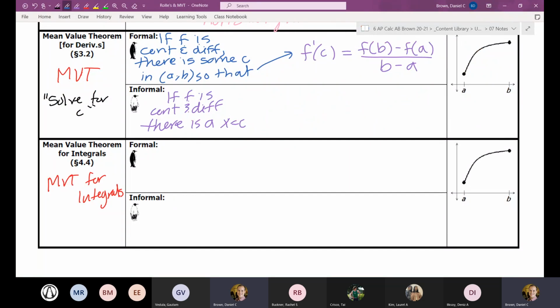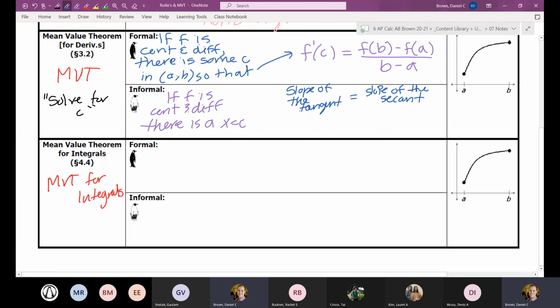To put this equation in words, I think there's 2 different ways you can think about it. We see the derivative of c. Well, the derivative is the slope of what type of line? The derivative is the slope of which one? The tangent. The average rate of change is the slope of the secant. So basically, this equation says somewhere the slope of the tangent is going to be equal to the slope of the secant. That's one way to think about it.